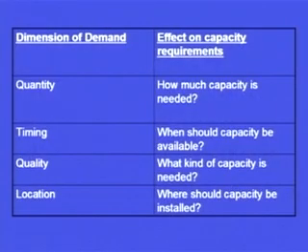Then finally, from the location point of view, where should capacity be installed. When the demand is there, we need to understand where the capacity should be installed. So, we can say this slide sums up the capacity planning. We have seen that quantity, timing, quality and location, these are the four dimensions of demand which are going to have a bearing on the capacity requirements.